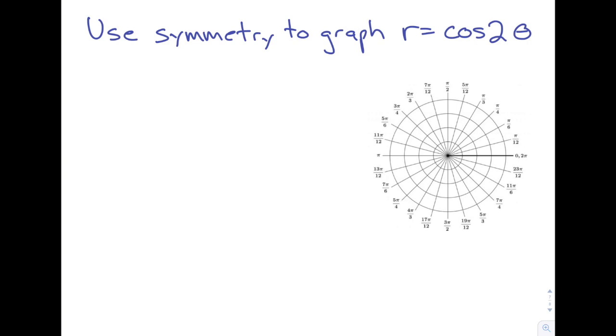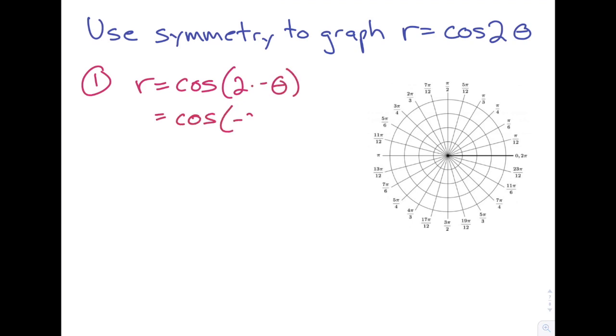So we'll just use symmetry to graph cosine 2 theta. We'll try a couple different tests which will help us graph r equals cosine 2 theta. First, let's see if it has symmetry about the polar axis. I'll give that a 1 from the slide before. We're going to replace theta by negative theta. So we plug in r equals cosine 2 times negative theta, and this is just cosine of negative 2 theta. Since cosine is even, this is the same thing as cosine of 2 theta. So this says we have symmetry about the polar axis.